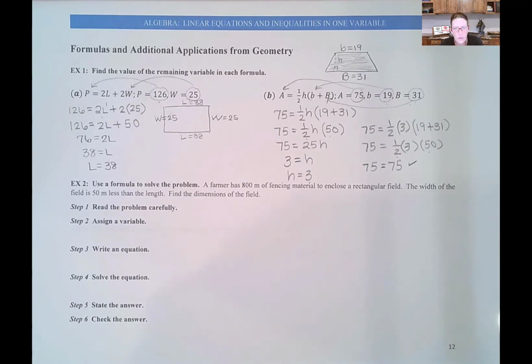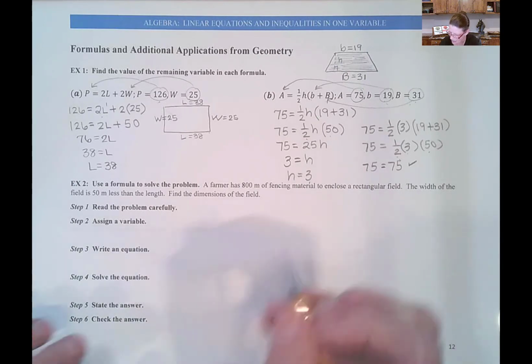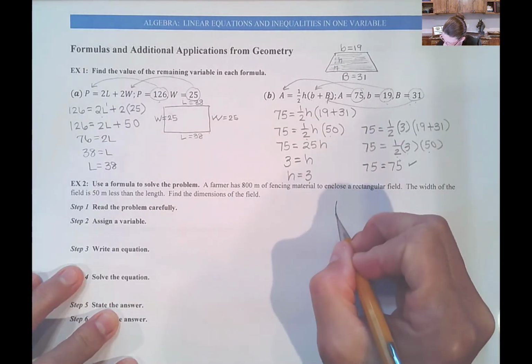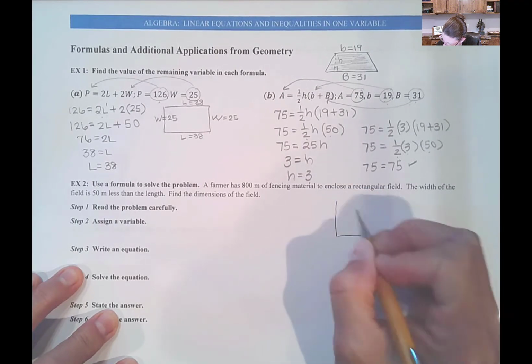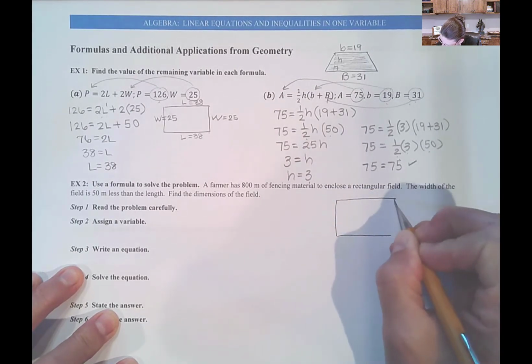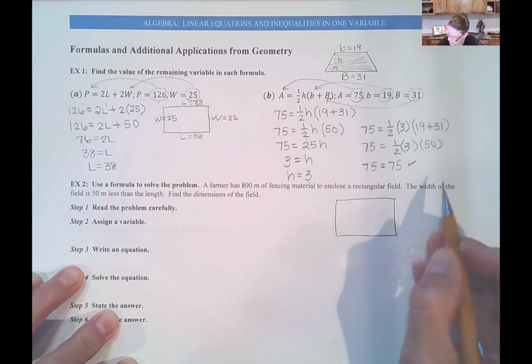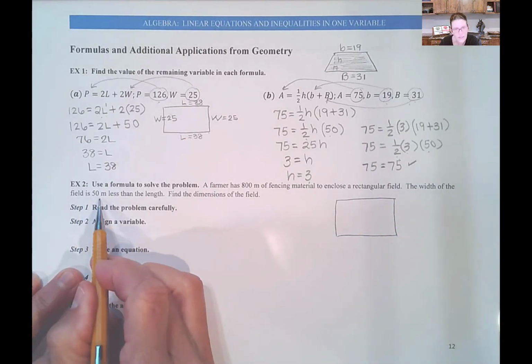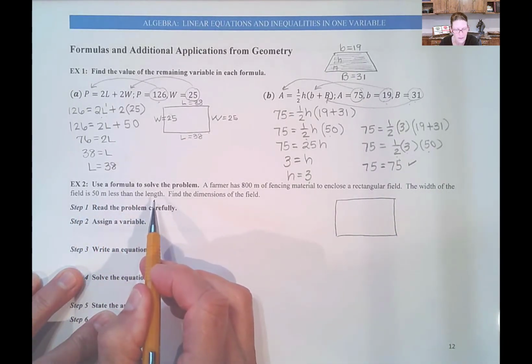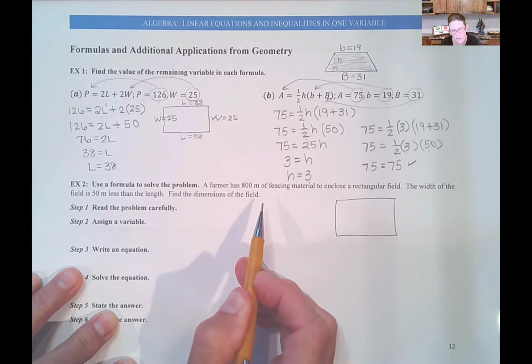Now in example 2, we're going to pump up the volume here a little bit and solve a problem. Okay. Here we have a farmer. He's got 800 meters of fencing material to enclose a rectangular field. How about we draw a rectangular field? We know that the width of the field is 50 meters less than the length, and we want to find the dimensions of the field.